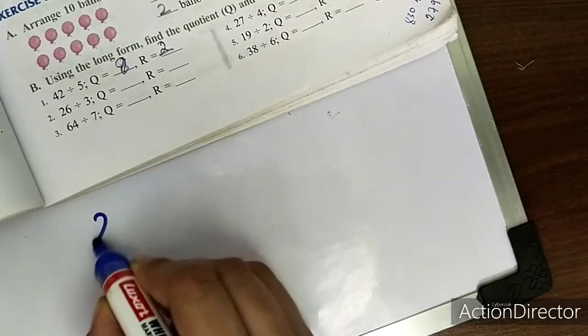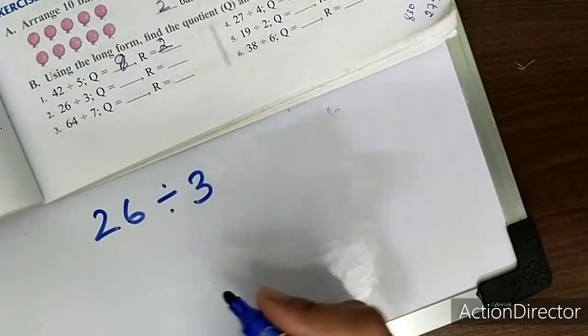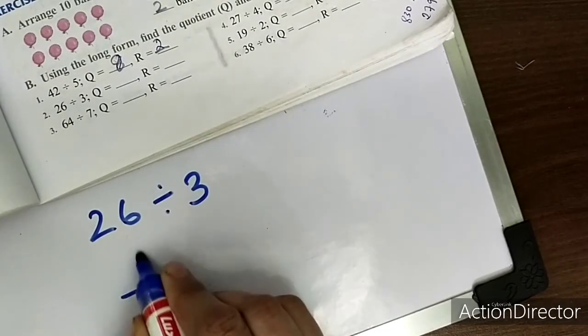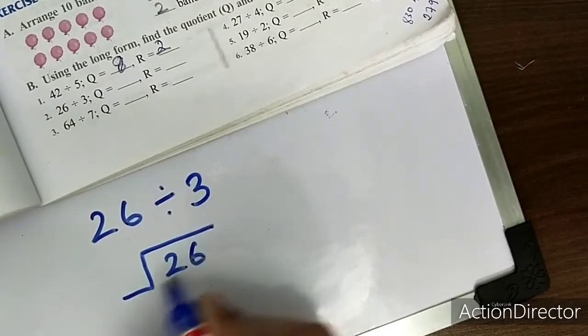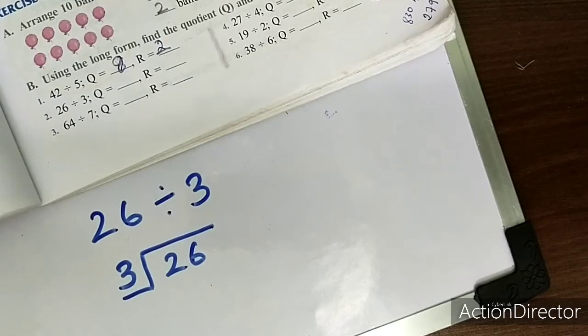26 divided by 3. We are going to find the answer. So long division, 26 divided by 3. Okay, so will 26 come in the 3 tables? No. So what do we have to do? We are going to find the number near to 26. What is the number near to 26?